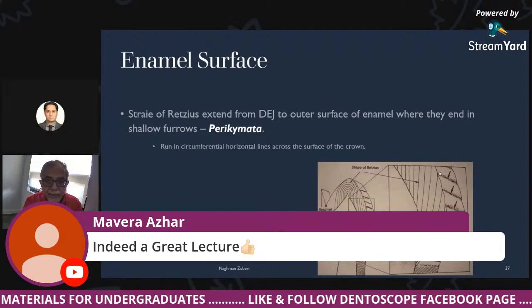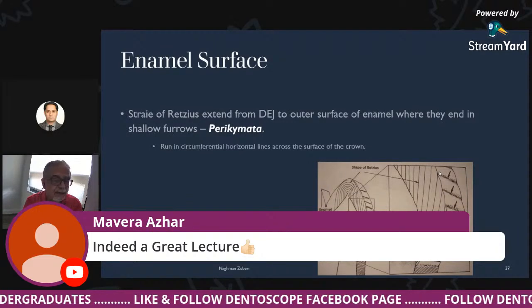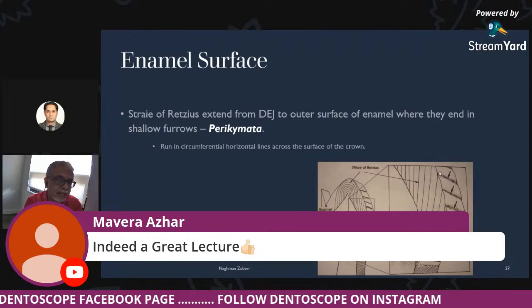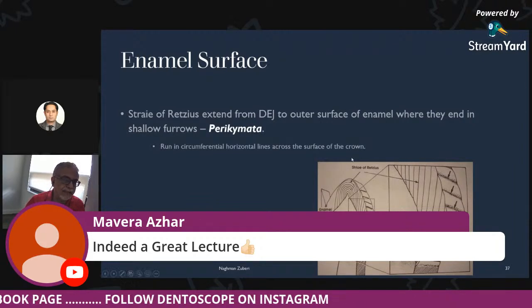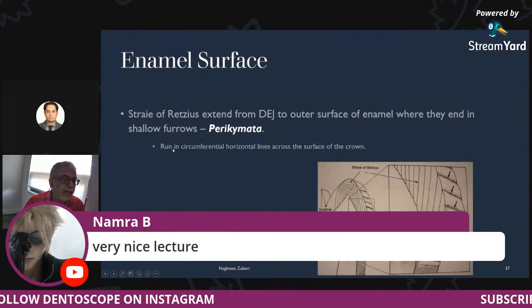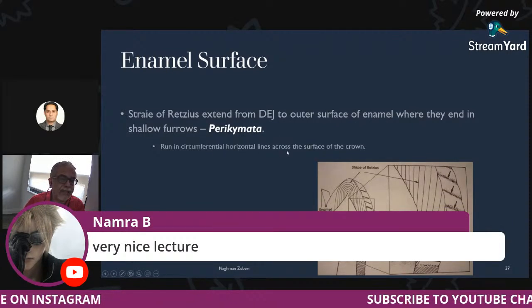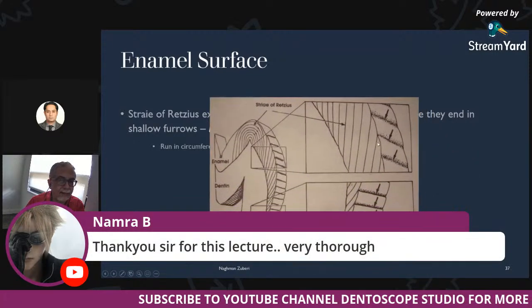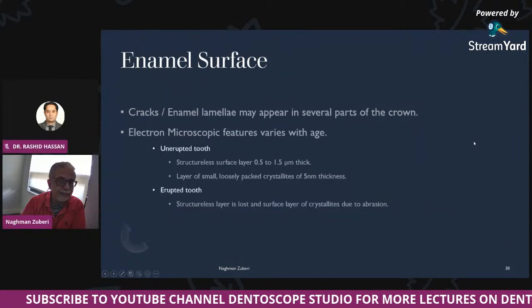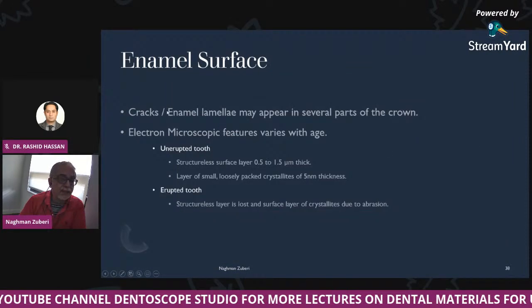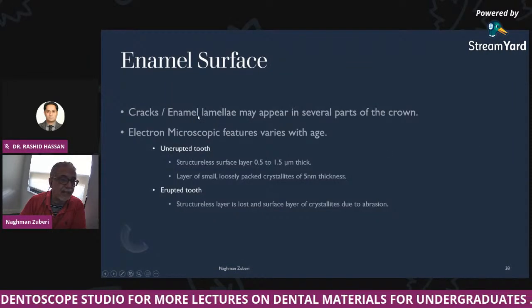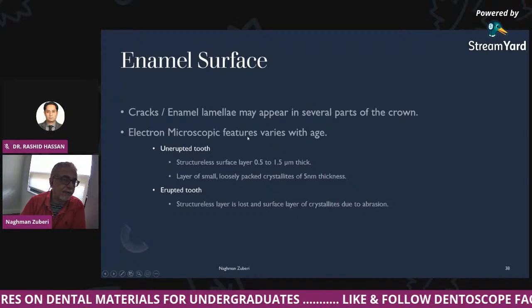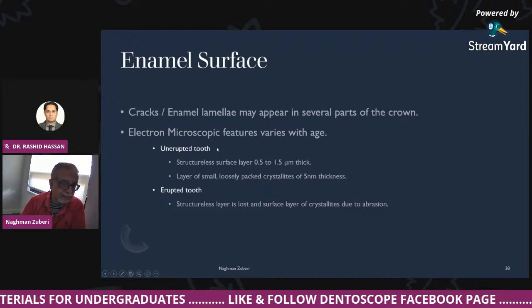Enamel surface. Striae of Retzius extend from the dentino-enamel junction to the outer surface of enamel where they end in shallow furrows, that is known as perikymata. They run in circumferential horizontal lines across the surface of the crown. Enamel surface, we are discussing the cracks, the enamel lamellae, they may appear in several parts of the crown. Then electron microscopic features vary with age.